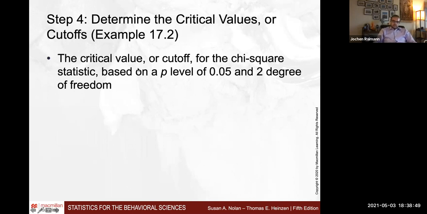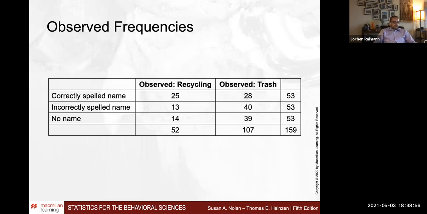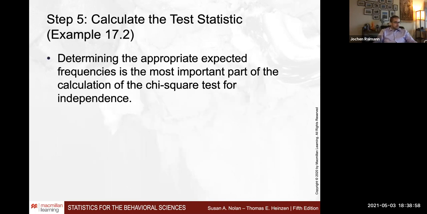So the critical value or cutoff for the chi-squared is then on the p level of 5%, 2 degrees of freedom. We are looking at, no, we're not looking.